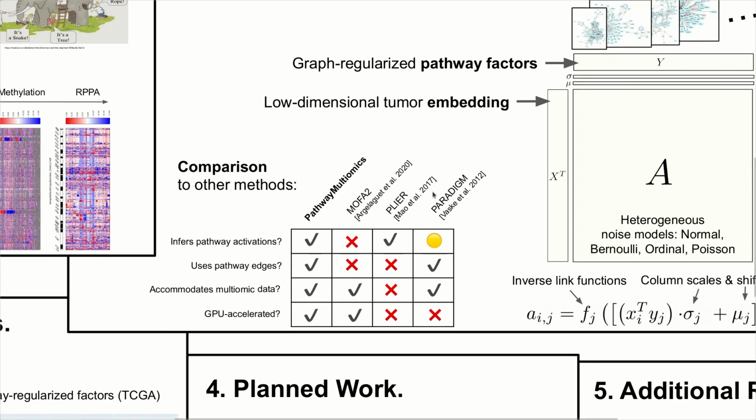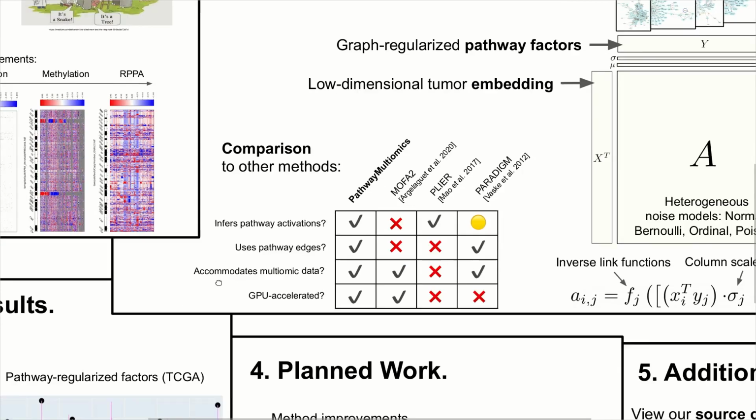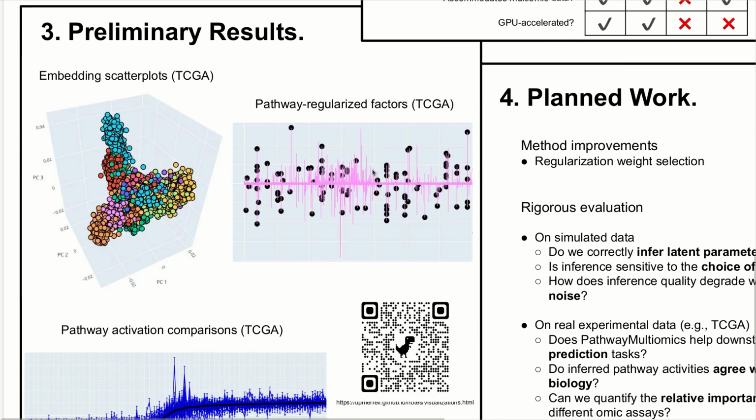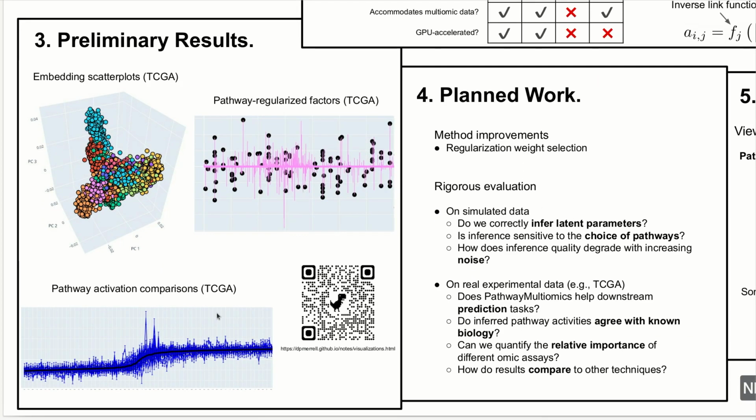I'll point out that this model is comparable to several existing methods, but differs from them in notable ways. It occupies its own niche for now. It checks all of these boxes. This method is still a work in progress. But we have run it on the Cancer Genome Atlas, and the preliminary results seem promising.